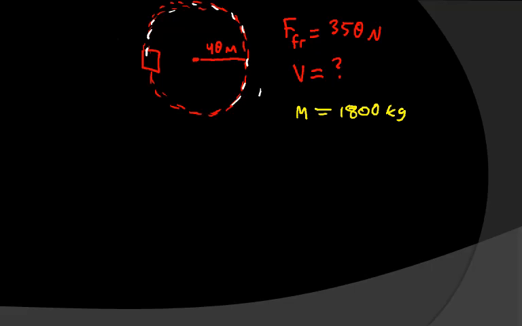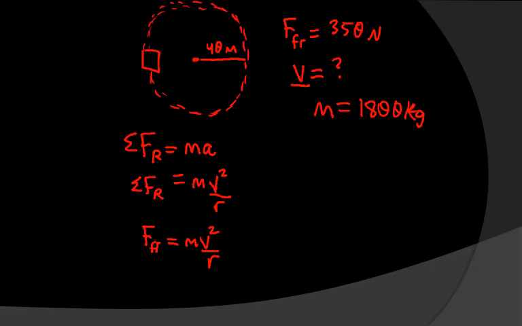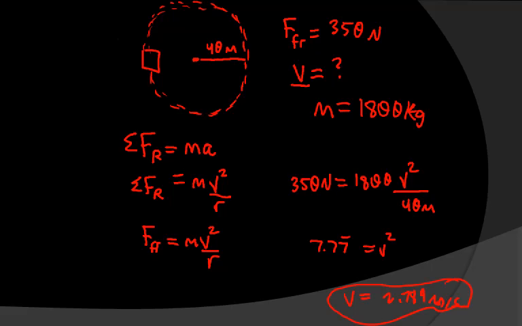And then when you're ready to check, you can hit play. All right, so the centripetal force, mv squared over r, and we should get 2.79 meters per second for the speed of the car going around.